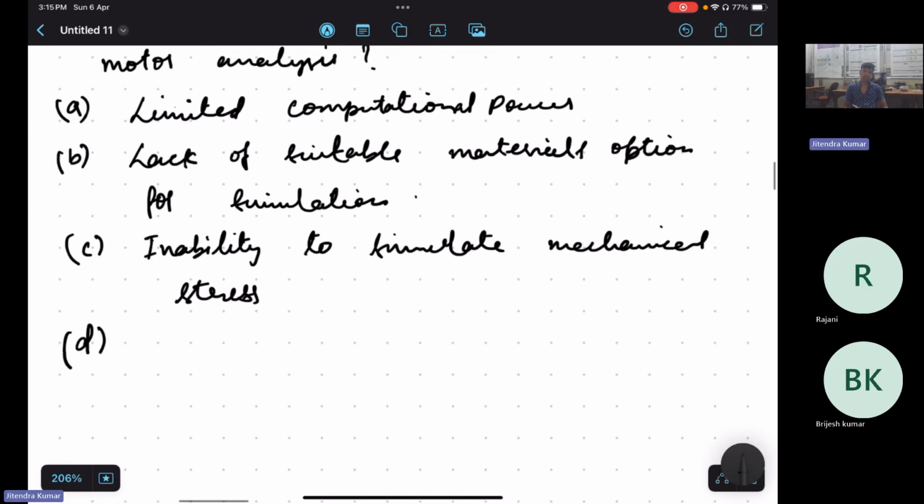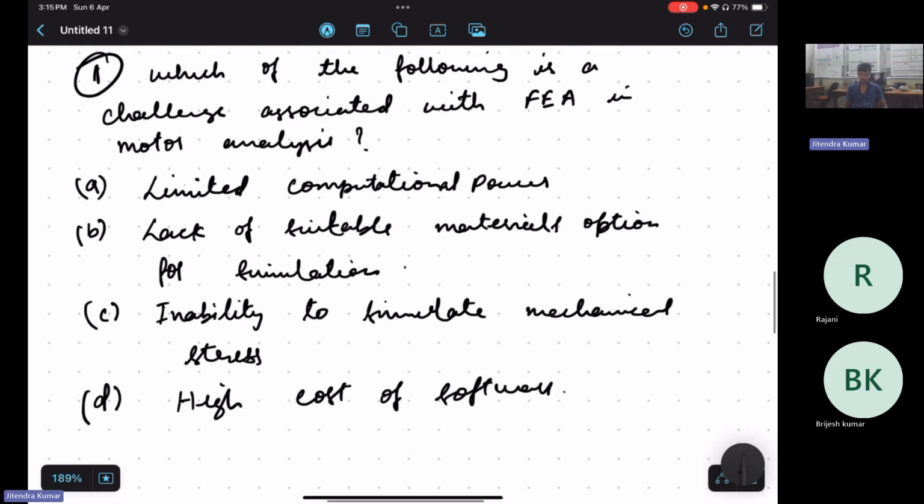And D is high cost of software. So if you see all the four options, you will feel like most of them are correct statements, but we have to choose the most appropriate option for this particular question, that which one is the major challenge associated with it. Right. So let us focus on the first option.